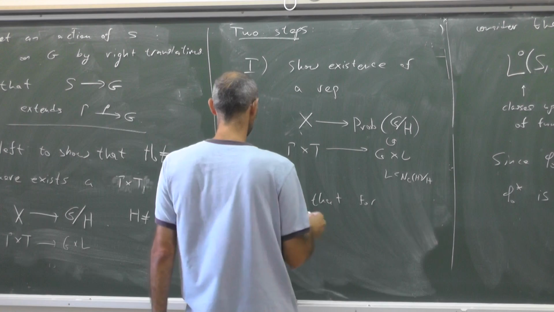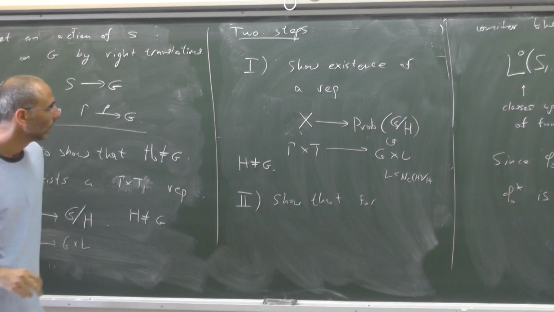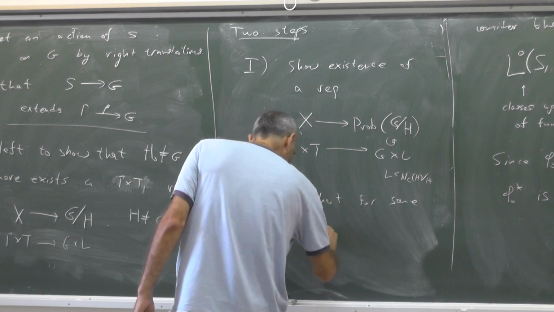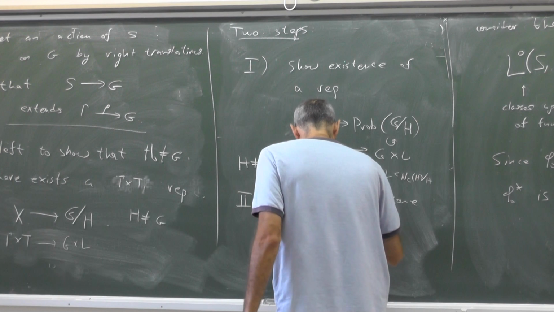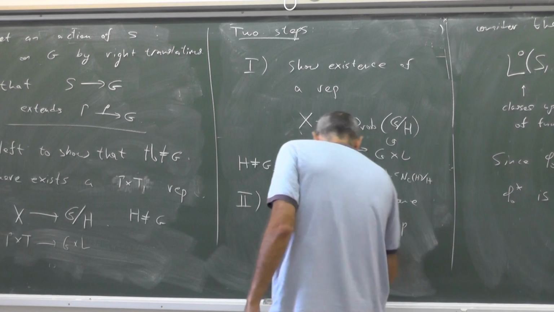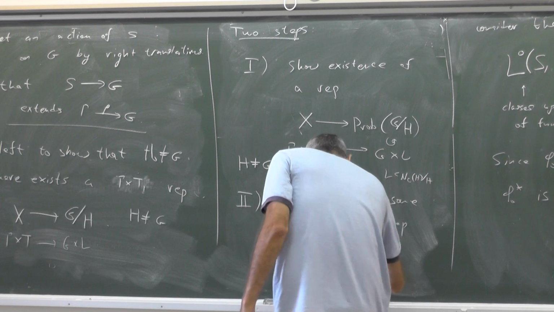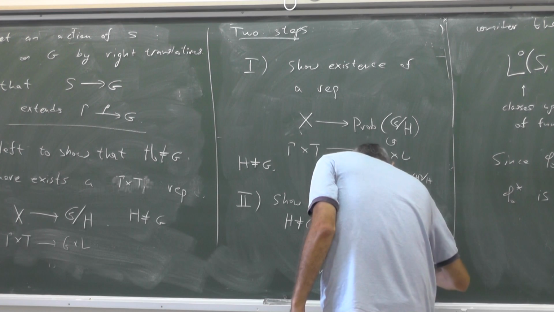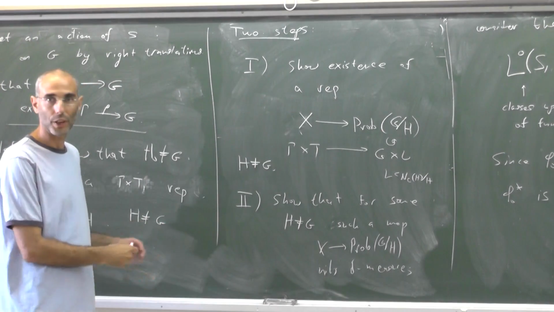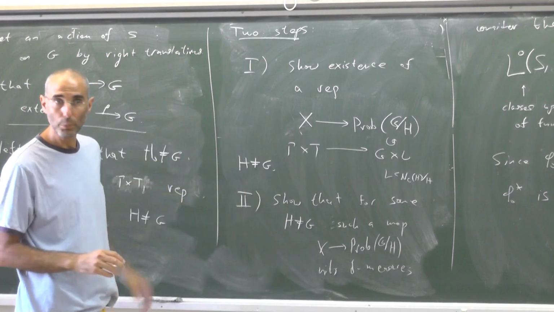And maybe somewhere I should write it. H is not G, of course. So that for some, maybe replace H, but still keep it not to be G, we can have such a map X to probability measures on G mod H that hits delta measures. If you hit delta measures, you hit a copy of G mod H in it, and then you're done. So I'll present these two steps.